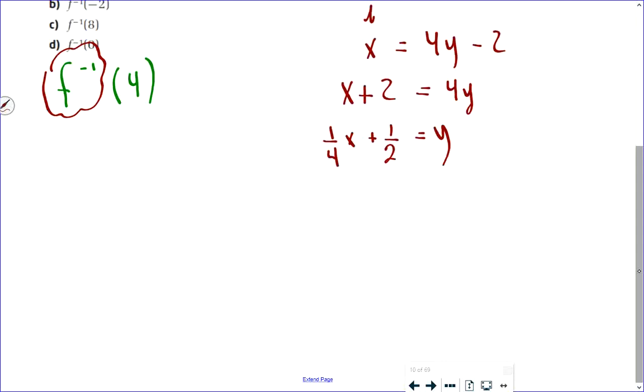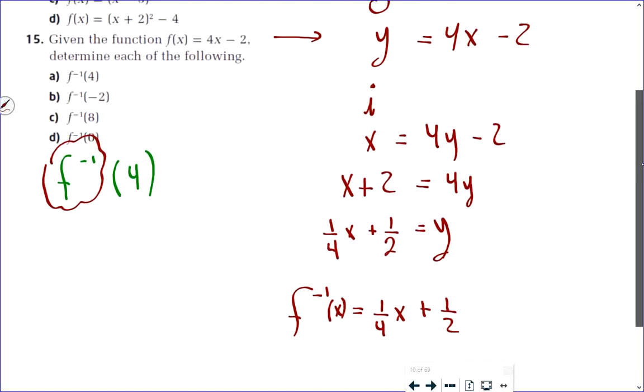Because y is equal to a linear expression, it is a function. It would pass the vertical line test. And that means that this 1/4 x plus 1/2 could be written as this. I resist the temptation to say f to the negative 1 of x. Technically, that's what you can say, but then it sounds like an exponent, and that's not what it is. It's the inverse of f of x. So I would write this, but say the inverse of f of x. And that means if you want to find the inverse of f of x at 4, you put 4 in here for x. Does that make sense? Okay.